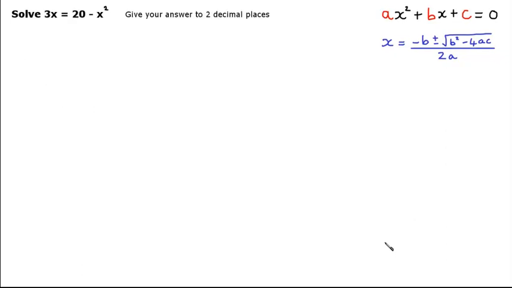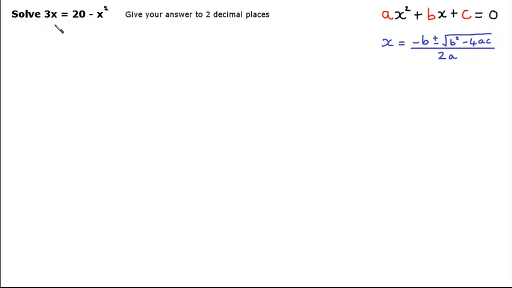Okay, one last example then. Now if you look at this question, solve 3x equals 20 minus x squared, there's something different about this equation, and that is that it isn't in the same form ax squared plus bx plus c equals 0. So before we can solve this, we're going to have to rearrange this equation so that it does match up with this general form.